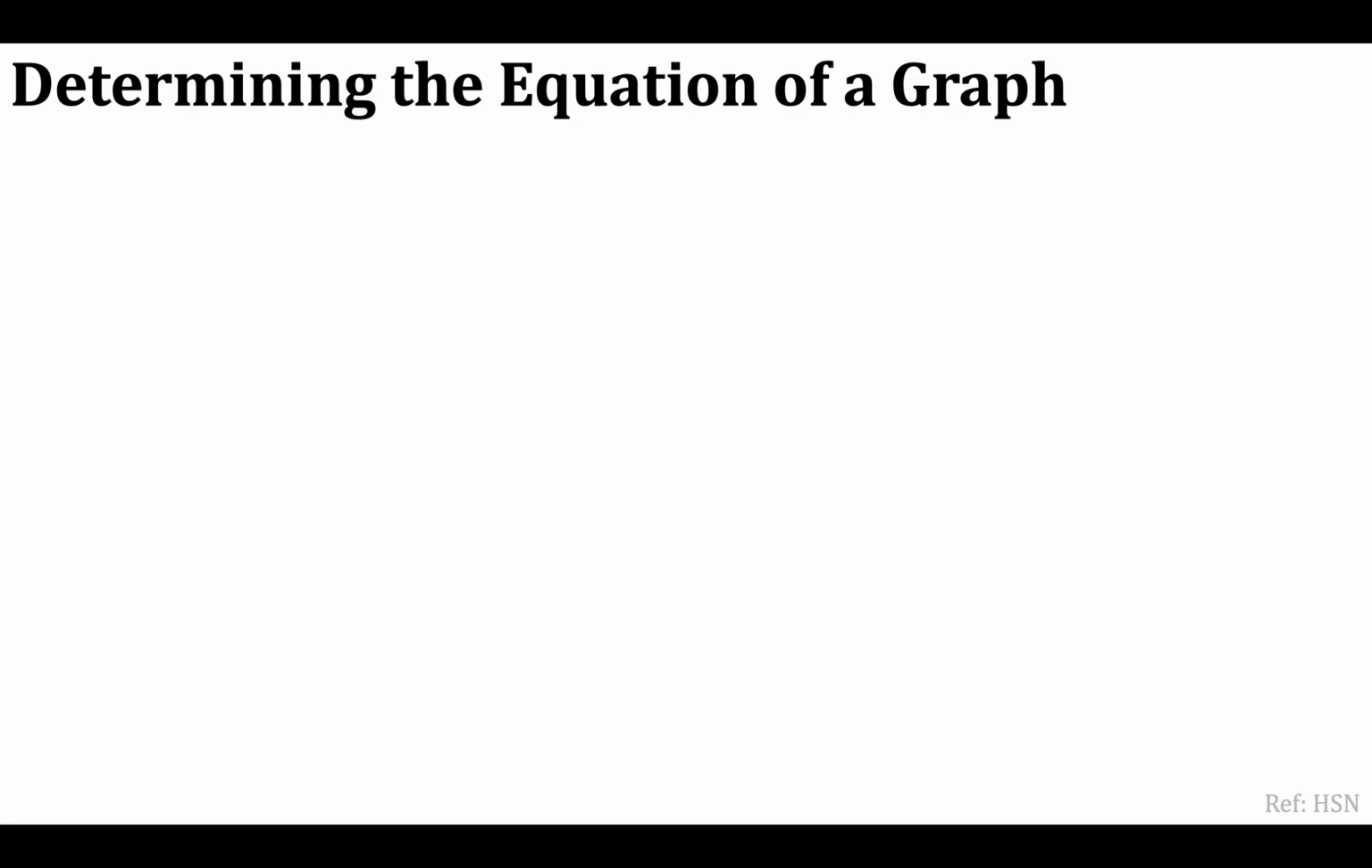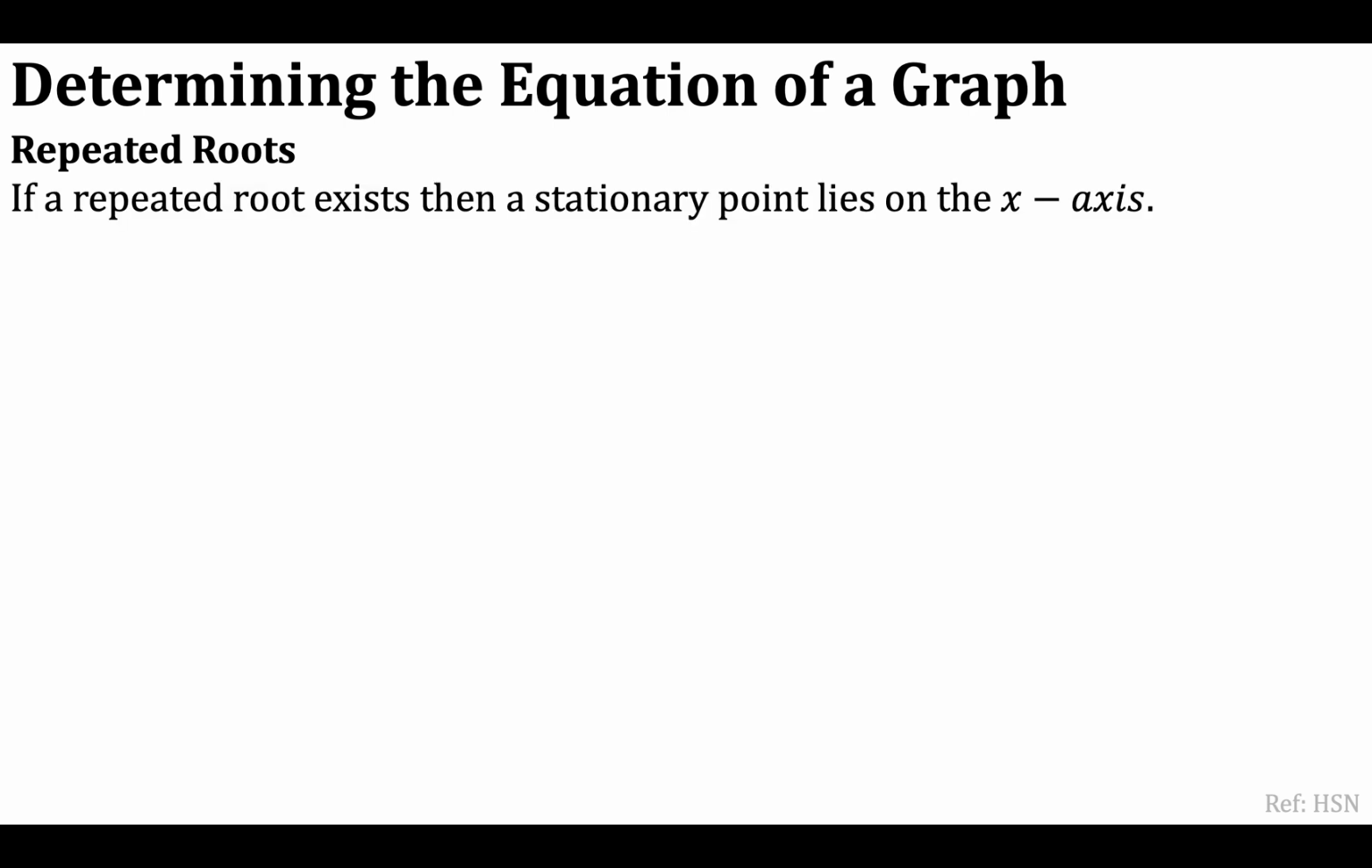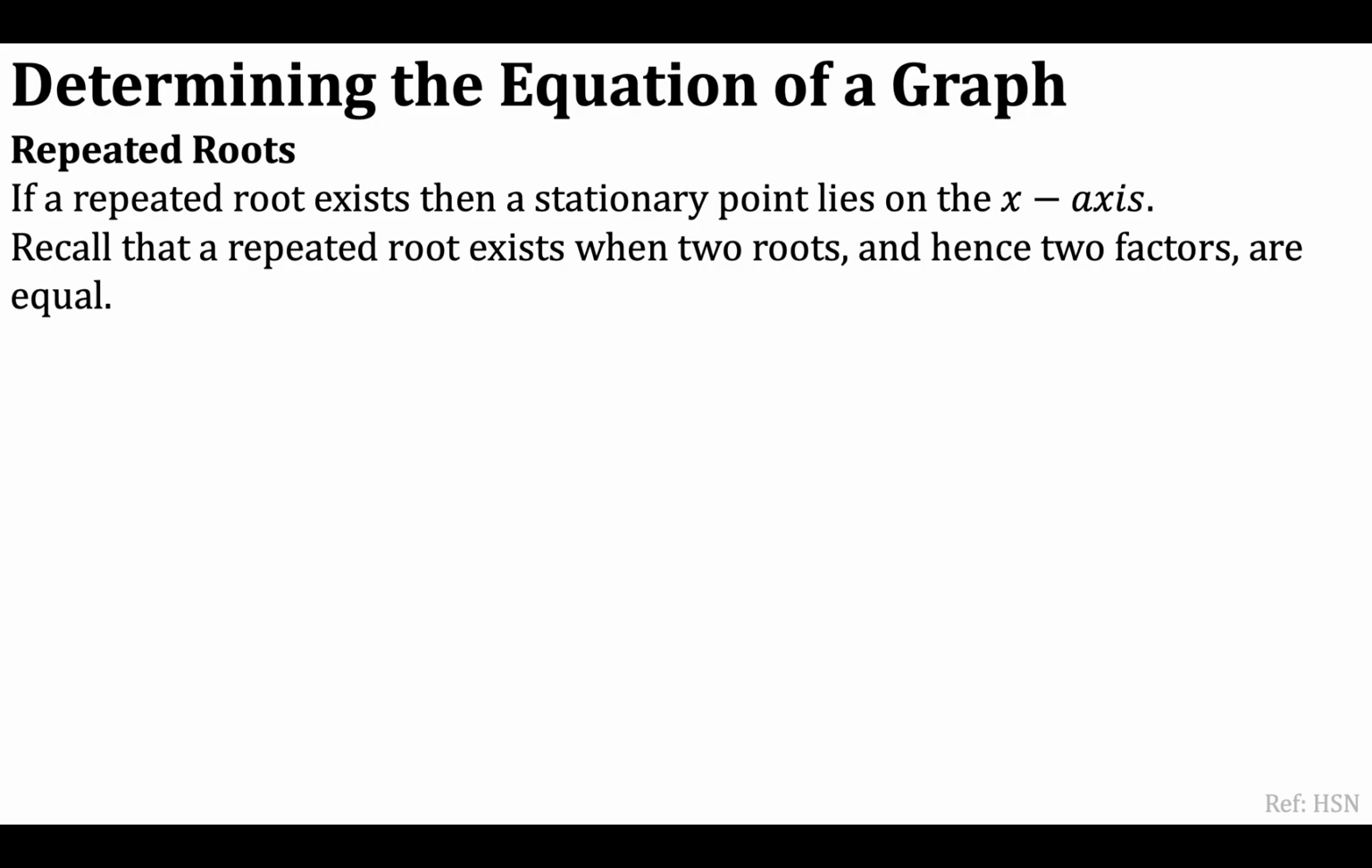Okay, welcome back folks, and we'll look at example 2 now. So this time we're going to look at an example that has repeated roots. So if we just remind ourselves what a repeated root is, if a repeated root exists, then it means that a stationary point lies on the x-axis. And we can recall that a repeated root exists when 2 roots, and hence 2 factors, are equal.